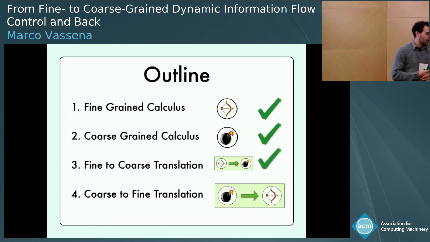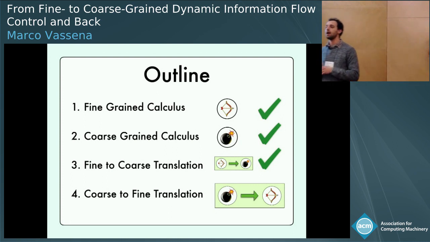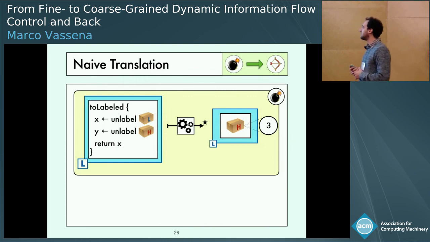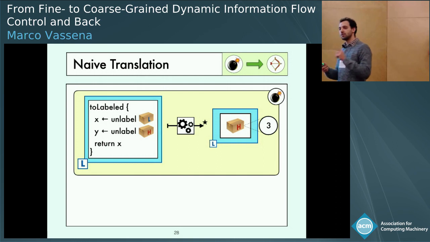Now, let me go through the last transformation from coarse-grained to fine-grained. This is, interestingly, the part that is technically more challenging. Let me get to the point and show you what is the hard part here. So if we naively translate a program, we might have a mismatch in the labels. The program that we have here opens a public box, then opens a secret box, and returns the content of the public box, X. So here, this is the coarse-grained execution.